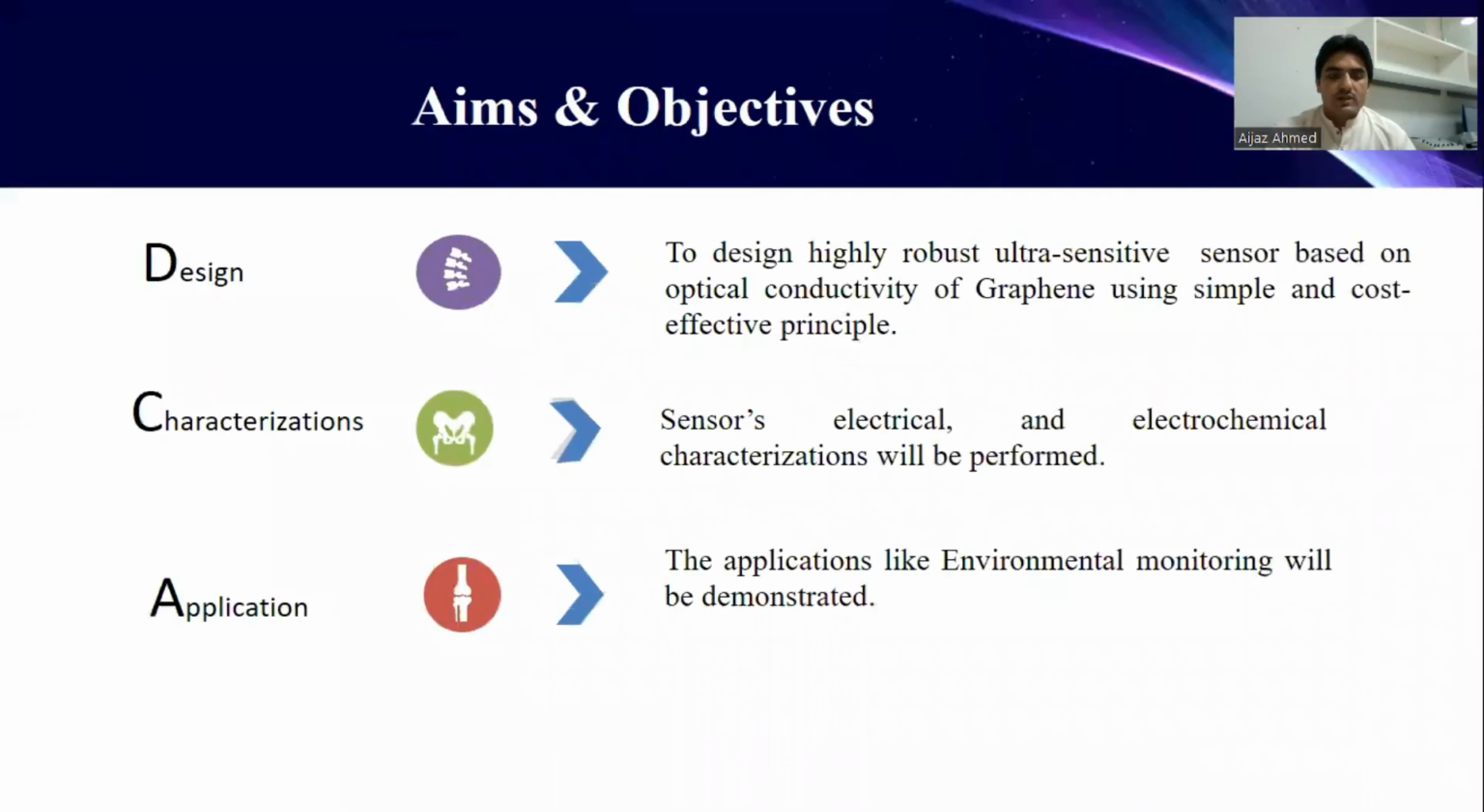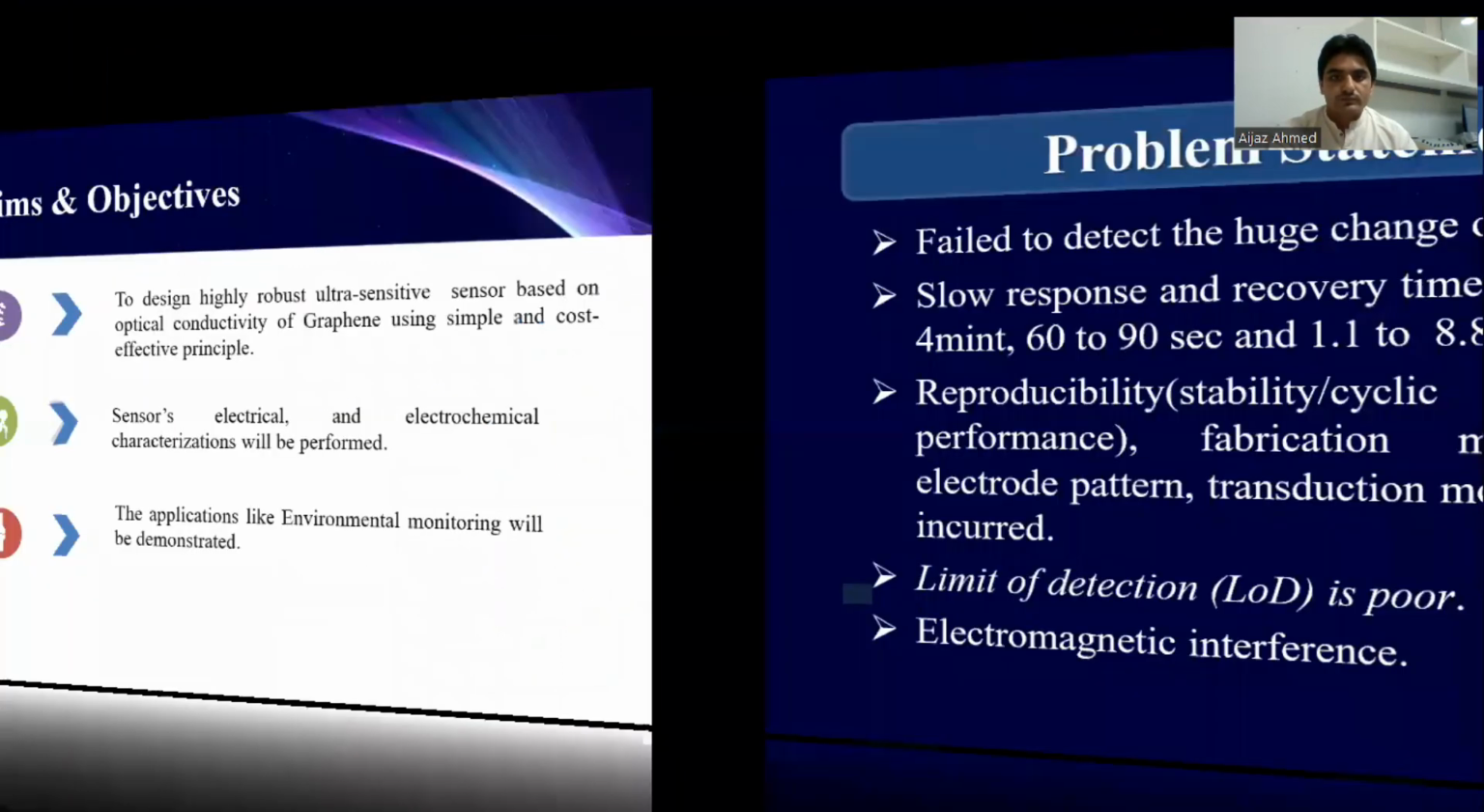Aims and objectives. The first objective is to design a highly robust, ultra-sensitive sensor based on the optical conductivity of graphene, using a simple and cost-effective principle. The second aim is characterization: the sensor's electrical and electrochemical characterization will be performed. Applications like environmental monitoring will be demonstrated.